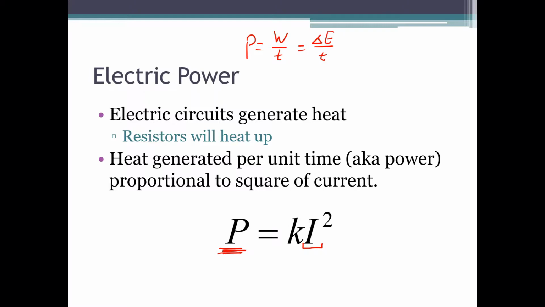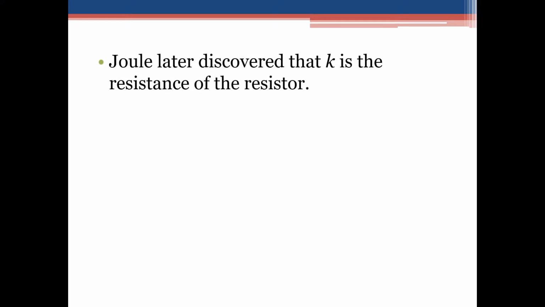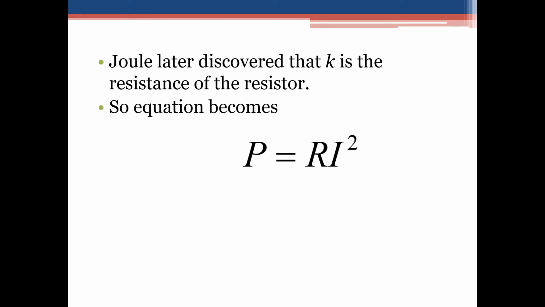During his study of energy, Joule realized that this constant is actually another part of the circuit. So I is current. Joule realized that the K in this particular relationship, the proportionality constant, is actually just the resistance of the resistor. So for electric currents, power is really the product of the resistance and the current squared. So the more resistance you have, the more heat you can generate.